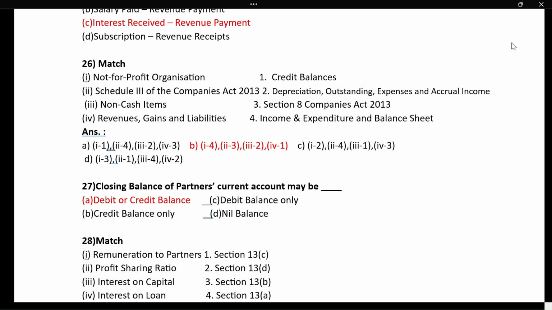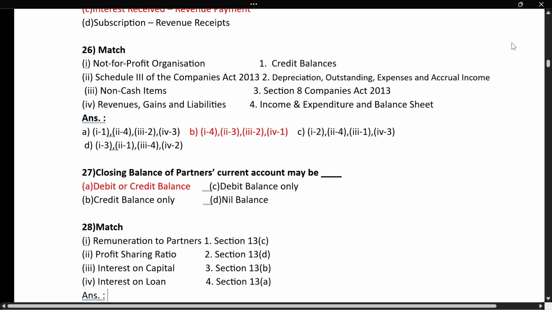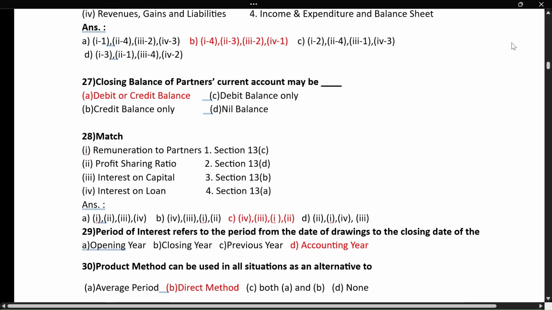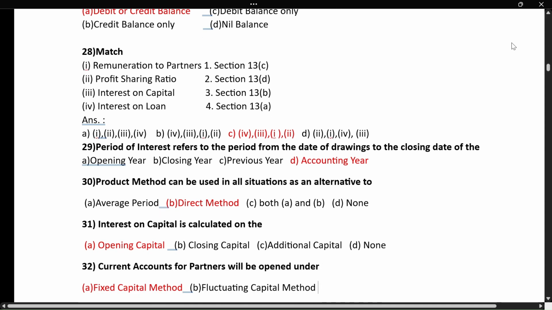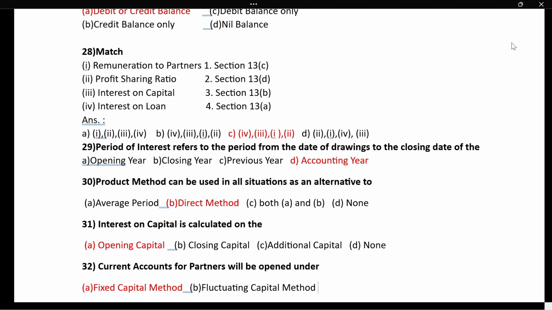Non-cash items: depreciation, outstanding expenses and accrual income, revenues, gains, liabilities, credit balances. Closing balance of partners' current account may be debit or credit balance. Here the section is given, you have to correctly match the section. Remuneration to partner is section A. Profit sharing ratio is section B. Interest on capital is section 13C. Interest on loan is section 13D.